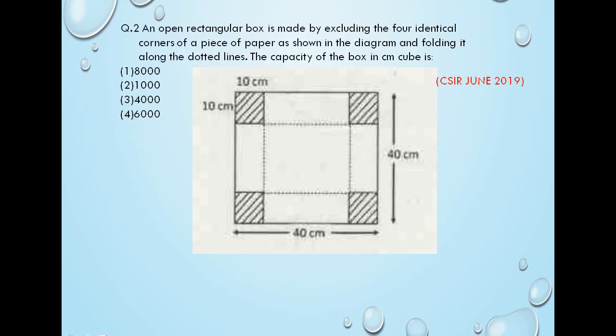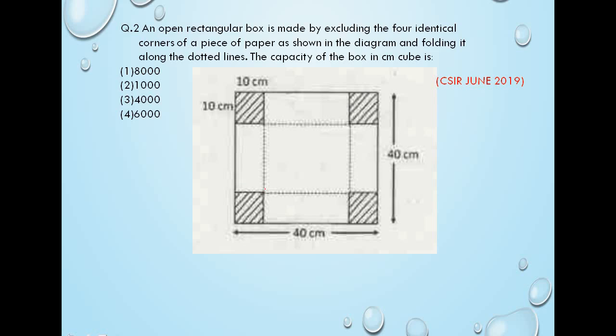Next question. This was also asked in CSIR June 2019. An open rectangular box is made excluding the 4 identical corners of a piece of paper as shown in the diagram and folding it along the dotted lines. The capacity of the box in centimeter cube is, means you need to find the volume of the cuboid that will be formed by folding. Okay, means this shaded portion will be cut and you need to fold this unshaded portion to make a cuboid, and you need to find the capacity or volume of that cuboid.